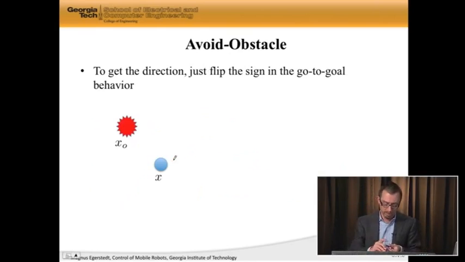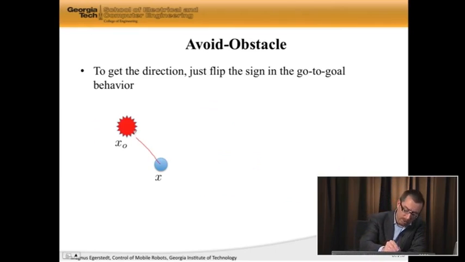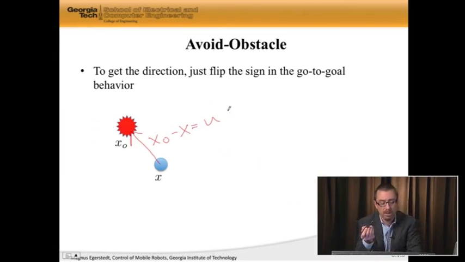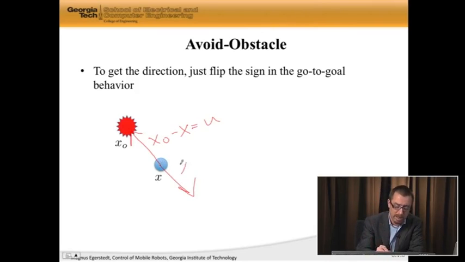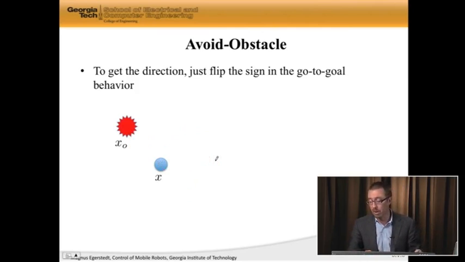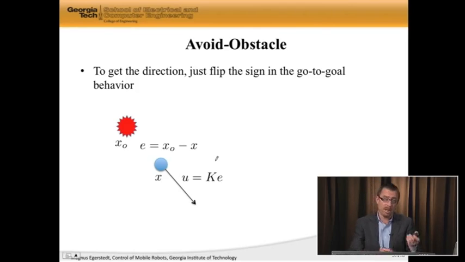Let's avoid obstacles. Well, if I wanted to go towards the obstacle, I would simply pick x_o minus x is equal to u, or some scaled version of that. Well, now I want to avoid the obstacle. Why don't I just flip it? And that's now x minus x_o instead. So flipping it means I'm just going to avoid the obstacle. And in fact, that's what we're going to do. Let's just pick u equal to k times e, where k is a positive constant. And e now is x obstacle minus x.